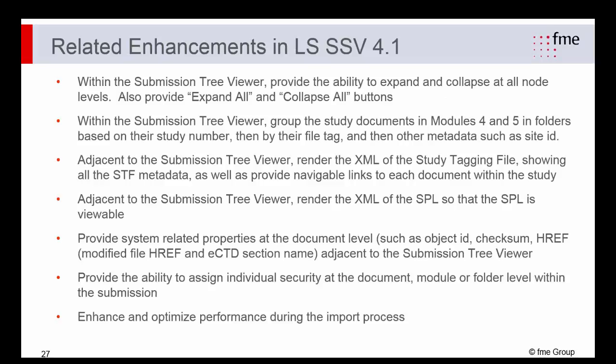So a bit of a recap on 4.1, for which I have a few screenshots. I'll go over them slowly, but this is the summary, and then I'll show you what they look like. Within the submission tree, having the ability to expand or collapse all the different node levels, for view and navigation, so you could expand all or collapse all. Some usability enhancements within that submission tree, being able to group the study documents in modules 4 and 5 into folders based on file tag ID, and I'll show you what that looks like.